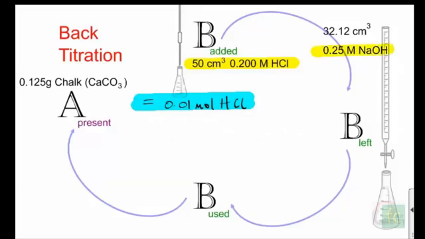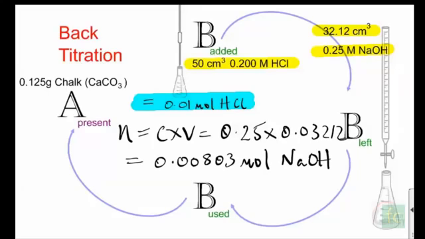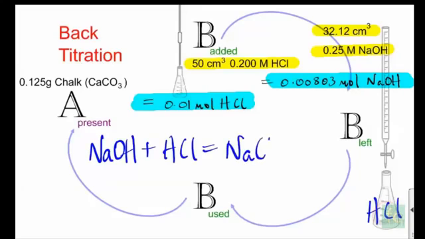That's the number of moles of HCl added. Again, the titrant is sodium hydroxide, this time concentration 0.25 molar. And again, we use n equals cV to work out the number of moles of sodium hydroxide dispensed from the burette, which turns out to be 0.00803 moles.